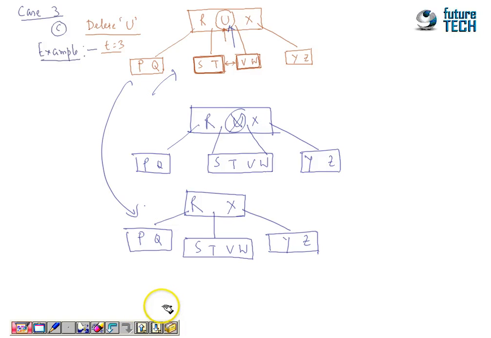So I have discussed all the cases that are possible while deleting a key from a B tree. I hope that you have enjoyed this.